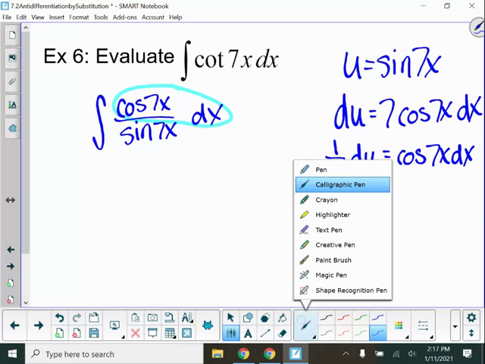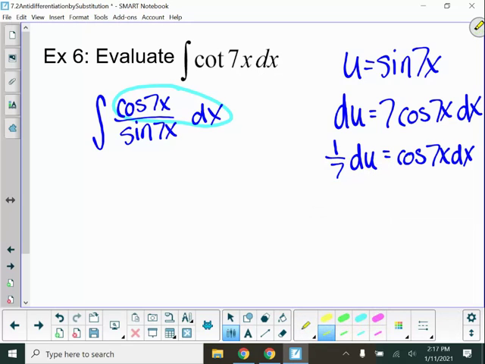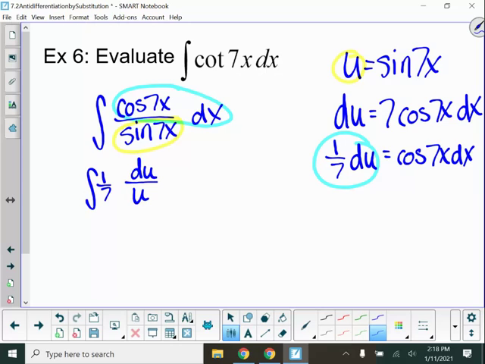Your u then is going to be the 7x that we have at the bottom. So the 1/7 du, that's going to take the place of what's highlighted in blue. So this is going to be the integral of 1/7, and I will be pulling that out. I have a u on the bottom and then a du on the top. So this is really 1/7 times the integral of 1 over u du.